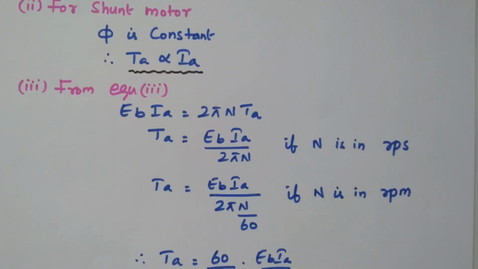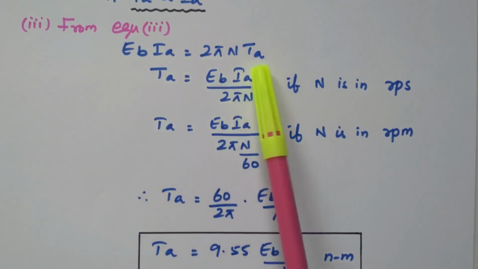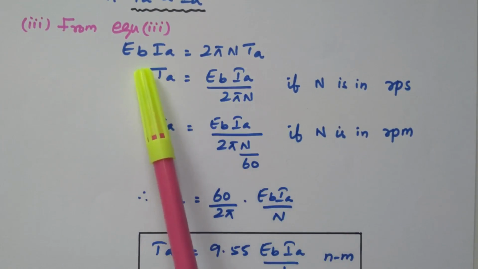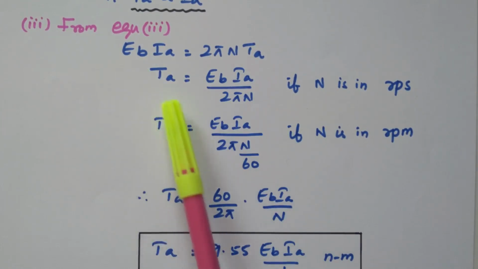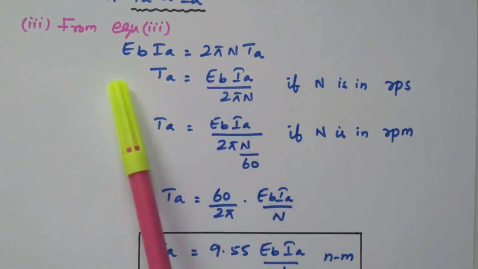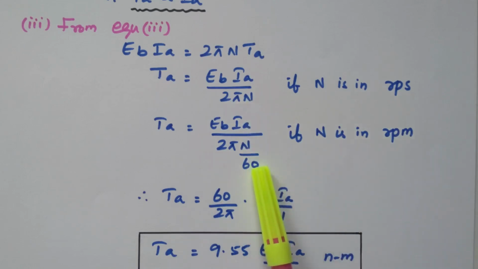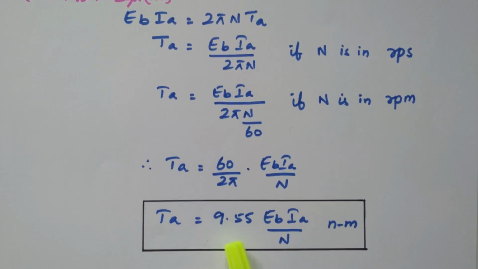So from equation 3, we can go for one more derivation. EB IA equals 2 pi n into TA. Previously we substituted the EB value. Now we will keep EB as it is. So TA equals EB IA divided by 2 pi n. Here n is considered as RPS. If it is RPM, you have to divide n by 60. So this 60 goes to the numerator: 60 divided by 2 pi into EB IA divided by n. By simplifying 60 divided by 2 pi, we get 9.55 into EB IA divided by n Newton meter.